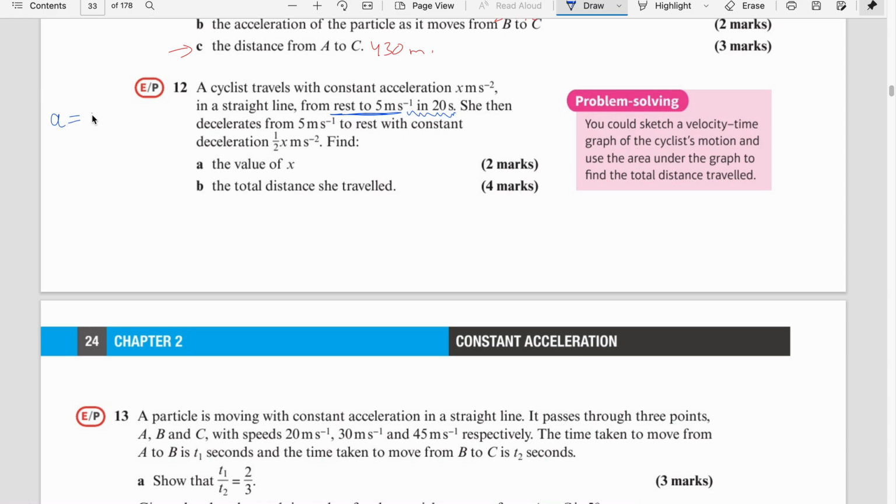So acceleration is v minus u over t. Final velocity is 5. Initial is 0. Time taken is 20. So acceleration is 0.25 meters per second square.